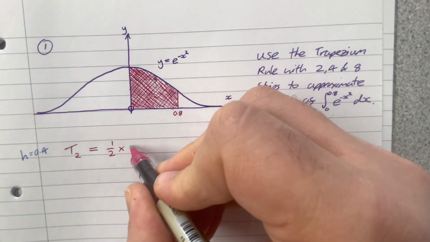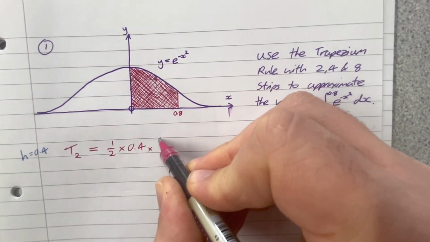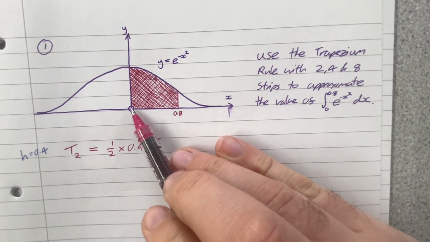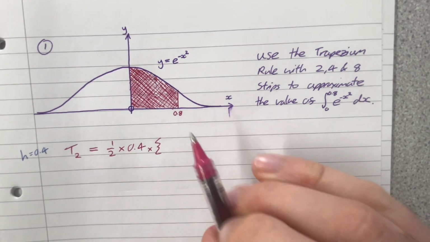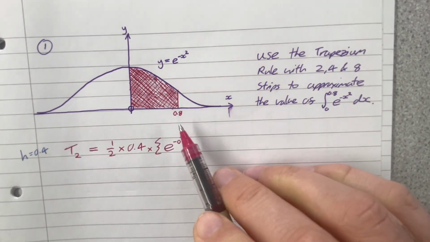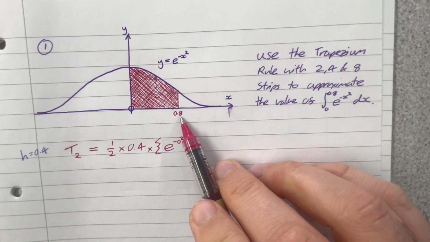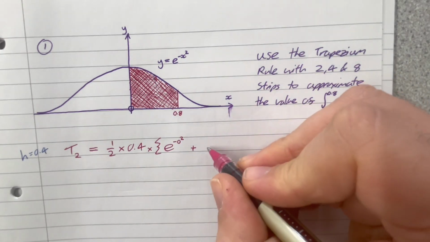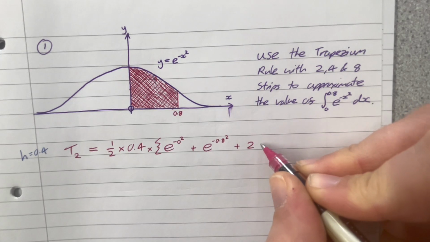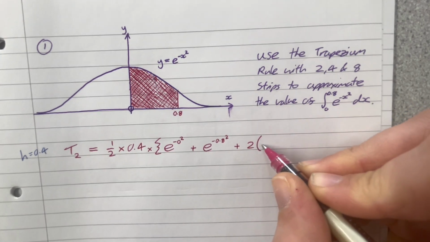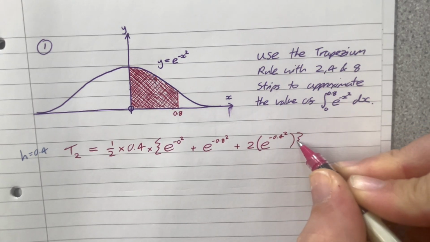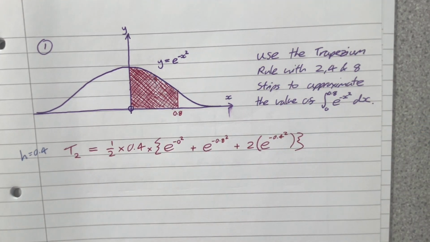So that's half times 0.4 times, then we've got the first y value. Now the first y value is going to occur when x is 0, because I'm going from 0 to 0.8. So that's e to the minus 0 squared, plus the last y value. Now the last y value is going to occur when x is 0.8. So that's e to the minus 0.8 squared, and then plus 2 times all the other y values. In this case, the only other y value is at x equals 0.4. Okay, so that is the calculation that I'm going to be putting into the calculator.